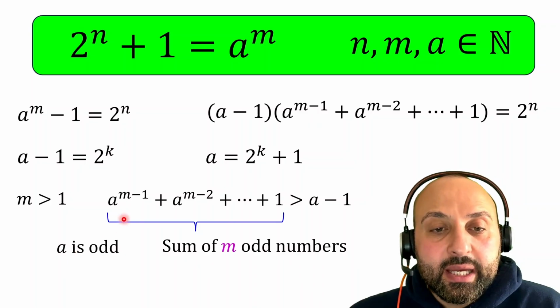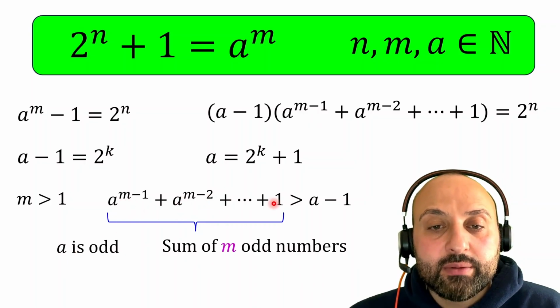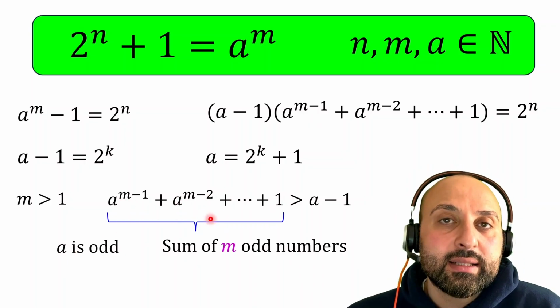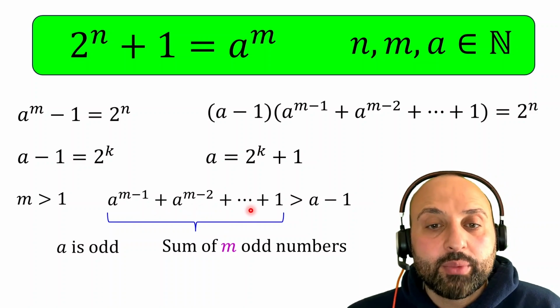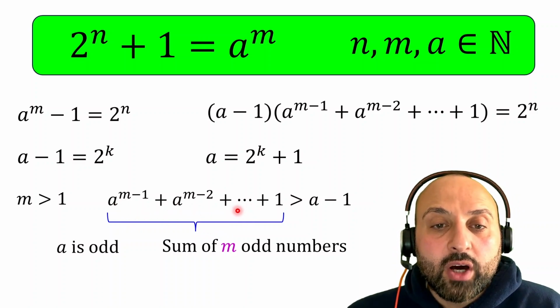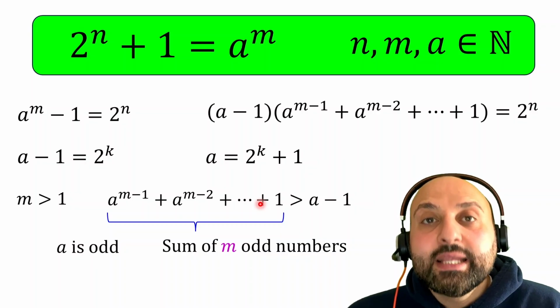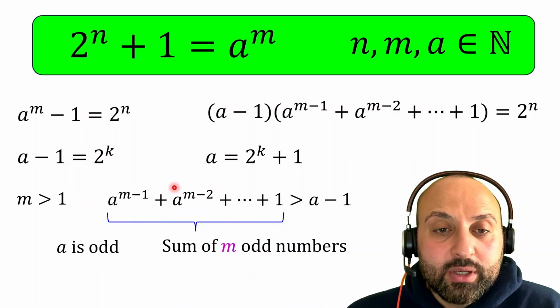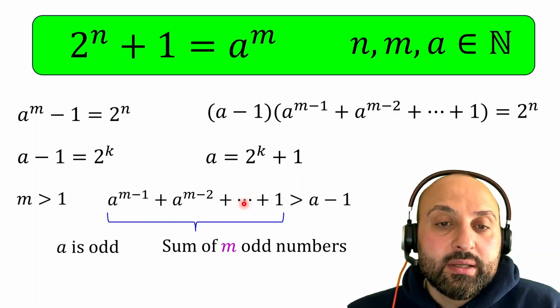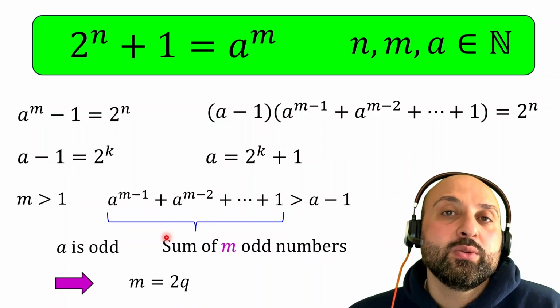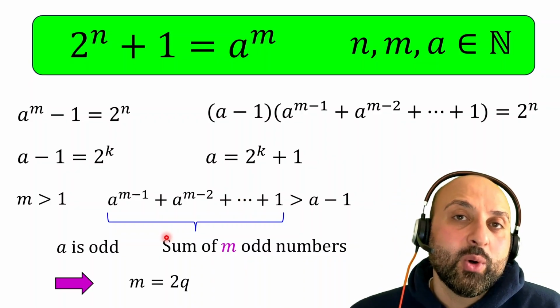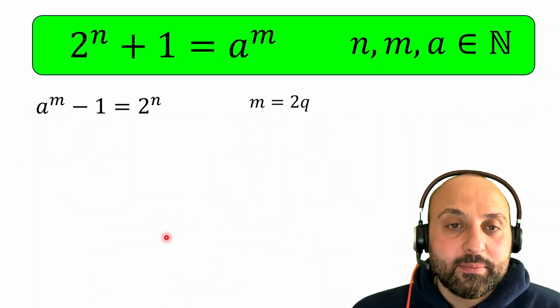Okay, we know a is odd, so all the terms here are odd numbers, and the addition of these odd numbers becomes an even number. Therefore, the number of these odd numbers has to be even, and the number of them is equal to m. That means m has to be an even number, so m is equal to 2q. This is very important information that we extracted.